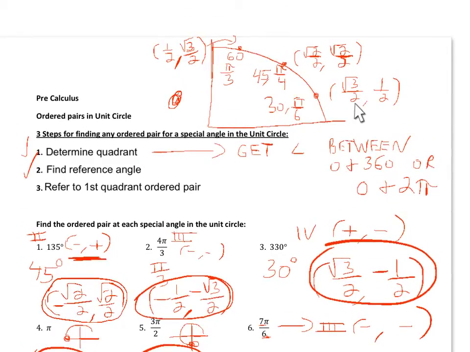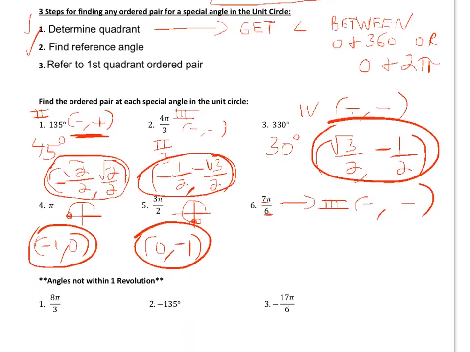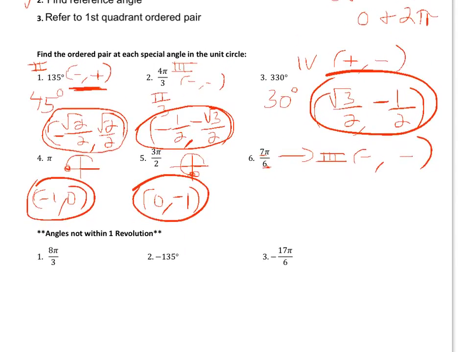So let's see here. My answer is going to be root 3 over 2, 1/2. Since we're in the third quadrant, both of these are going to be negative. So it's going to be negative root 3 over 2, negative 1/2.